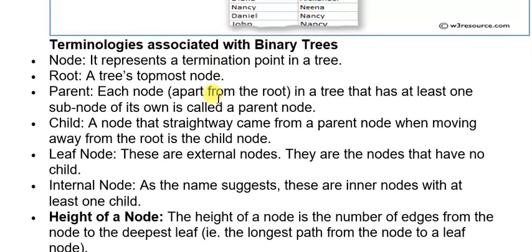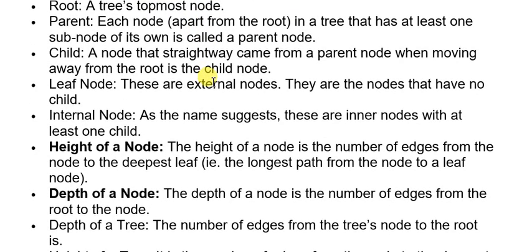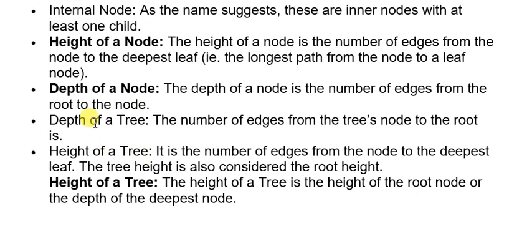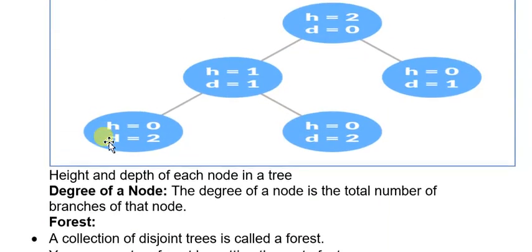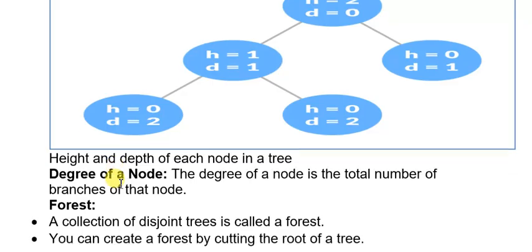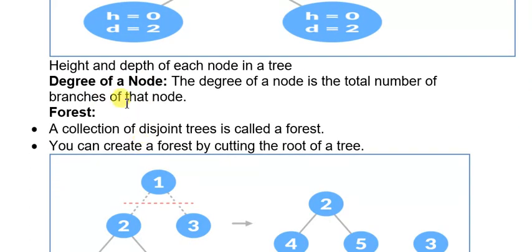Terminology of the binary tree. Node represents the termination point in a tree. Root, the topmost node of the tree. Parent, each node in a tree that has at least one subnode is called the parent node. Child, leaf node, height of the node, depth of the node, height of the tree, depth of the tree. Okay, this is the one, depth of the tree. Height and depth of each node, degree of the node.